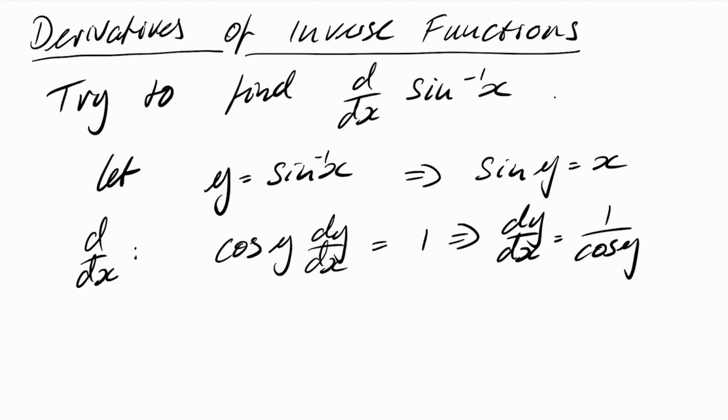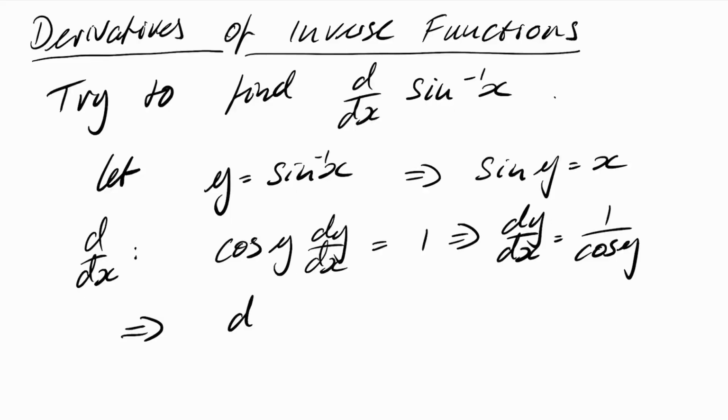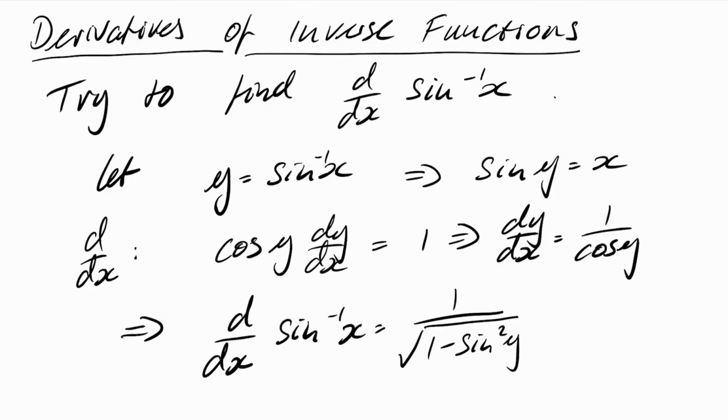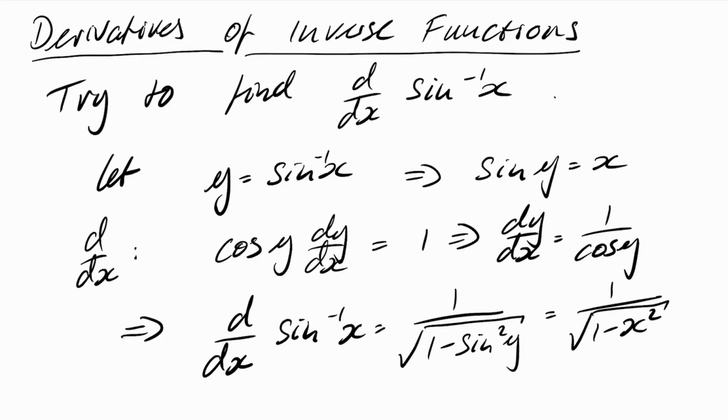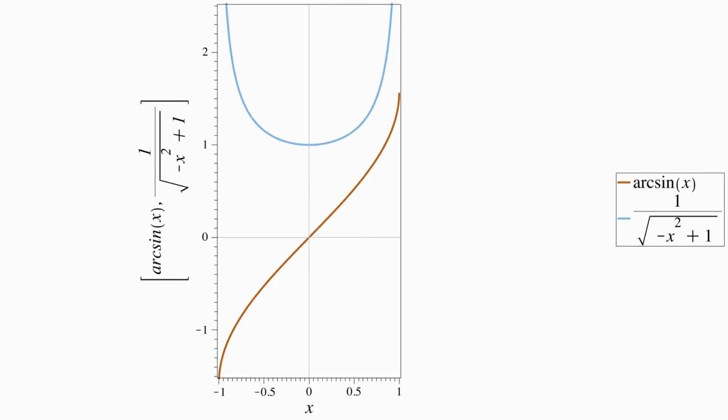Now what is that? Using the identity cos squared plus sine squared is equal to 1, I can write cos y as the square root of 1 minus sine squared y. So using this trig identity, I can rewrite the cosine in terms of sine and then resubstitute for y in terms of x. And that tells me that the derivative of the inverse sine of x is 1 over the square root of 1 minus x squared, provided of course that x is between minus 1 and 1.